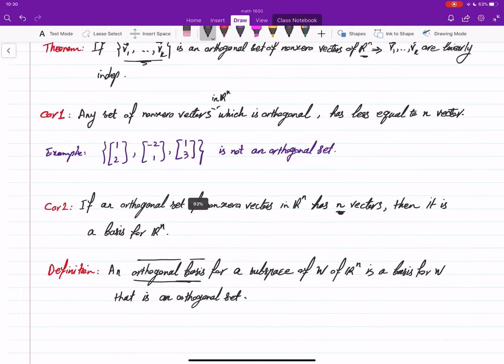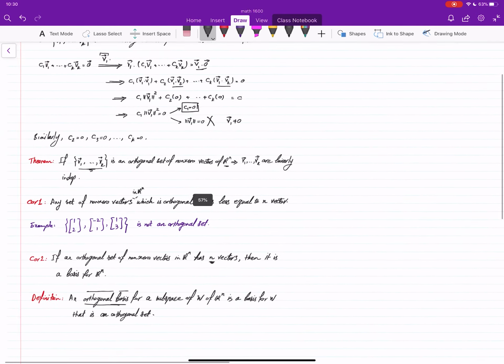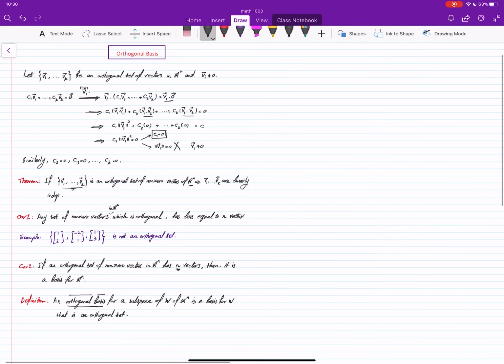Later in another video, we will see that if we have an orthogonal basis for a subspace, then writing vectors of that subspace as linear combinations of that basis is much easier than for a general basis.